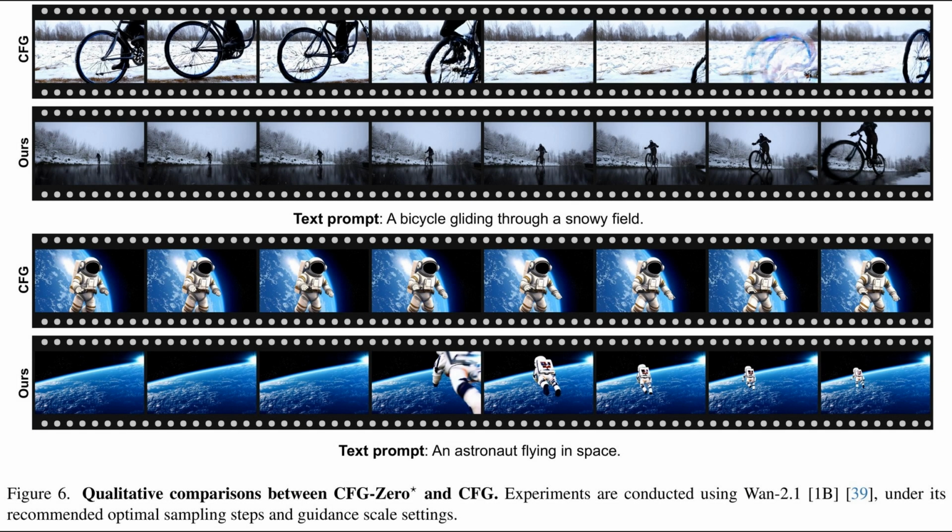Going beyond still images and user preferences, Figure 6 here extends the comparison into the realm of video generation. We're looking at results from a model called WAN 2.1, comparing standard CFG on the top row for each prompt against the proposed CFG-Zero method, labeled Ours, on the bottom row. You can see for prompts like a bicycle in snow or an astronaut, the videos generated using CFG-Zero appear more coherent and perhaps more plausible, showing the benefits seem to carry over from images to video sequences.